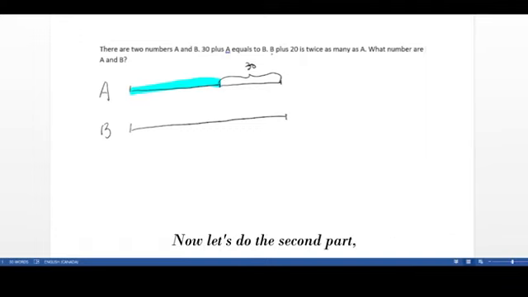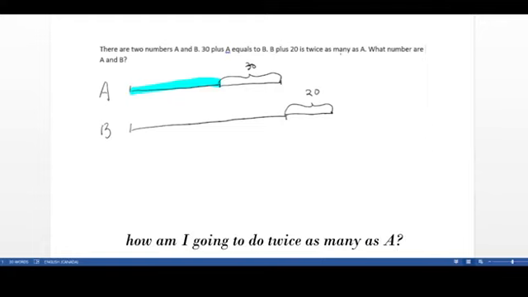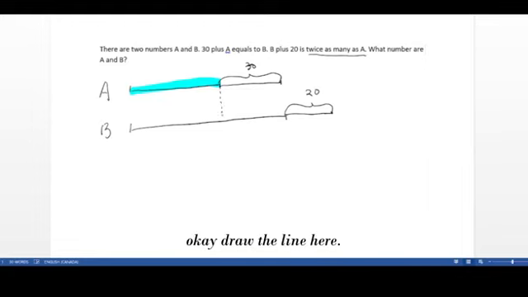Now let's do the second part. B plus 20, this is 20. It's twice as many as A. How am I going to do twice as many as A? Let's go back to the graph. Okay, maybe I can figure out, draw the line here. So this is the same.